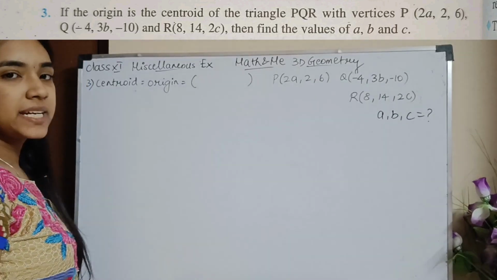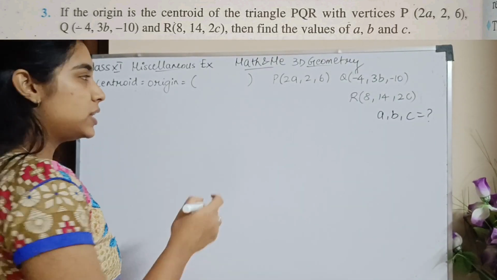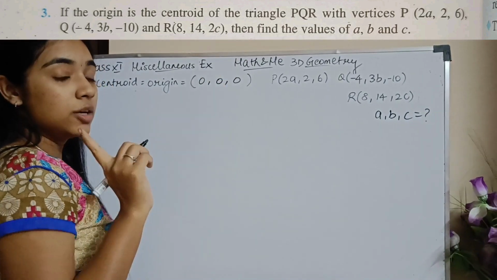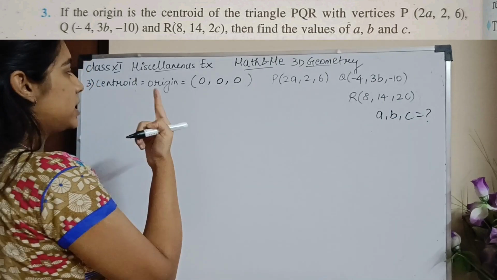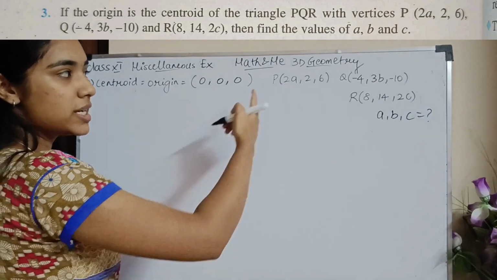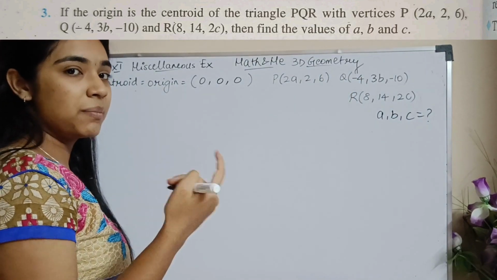Question number 3. It is given that the centroid of a triangle is the origin. Origin means we are dealing with 3D, so the origin will be 0, 0, 0. You need to know how to interpret this. Centroid is equal to origin, you'll write it like this, and you're given the vertices of a triangle PQR. You need to find what your values of A, B and C are.